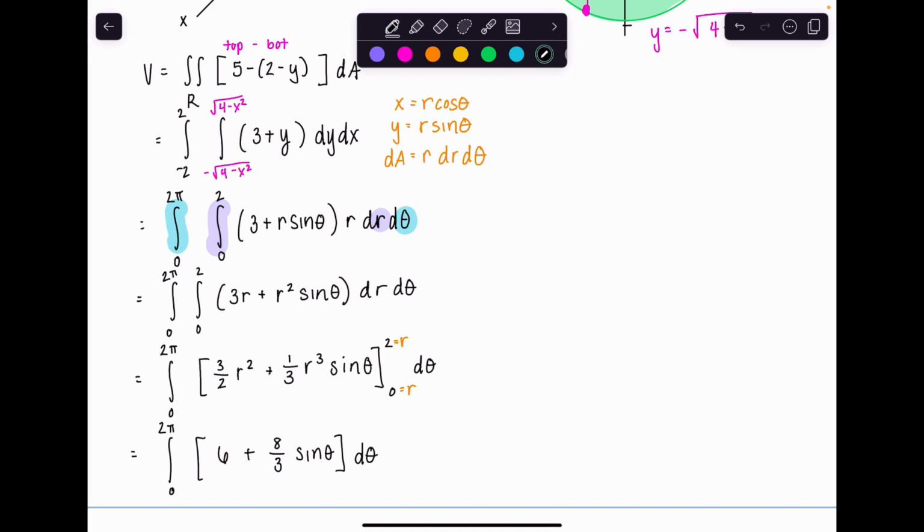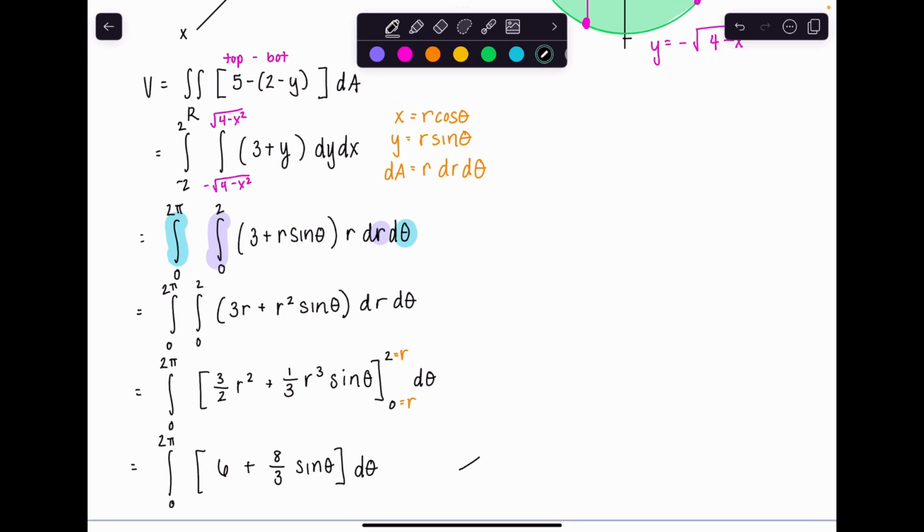And then just so I don't have to keep scrolling, I got plenty of room over here. Let's finish the integral on this side. I now just integrate with respect to theta. So that becomes 6 theta. The antiderivative of sine is negative cosine, so that's minus 8/3 cosine of theta, evaluated from 0 to 2 pi.